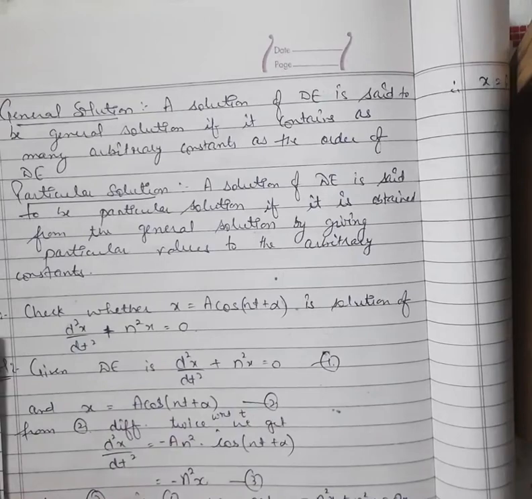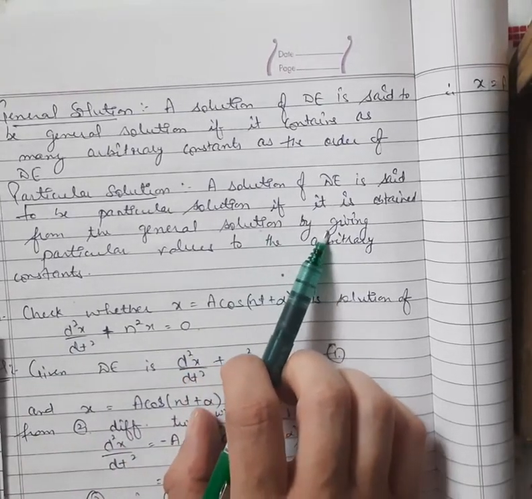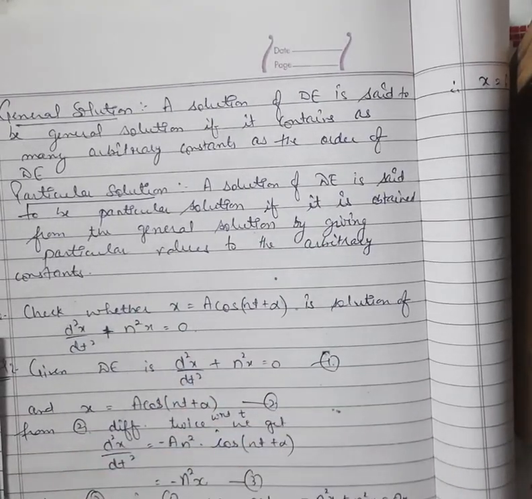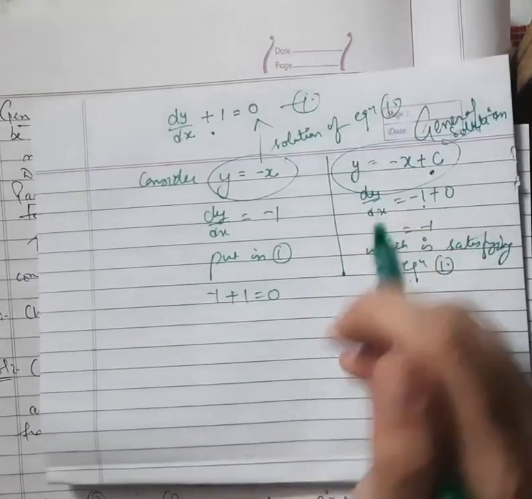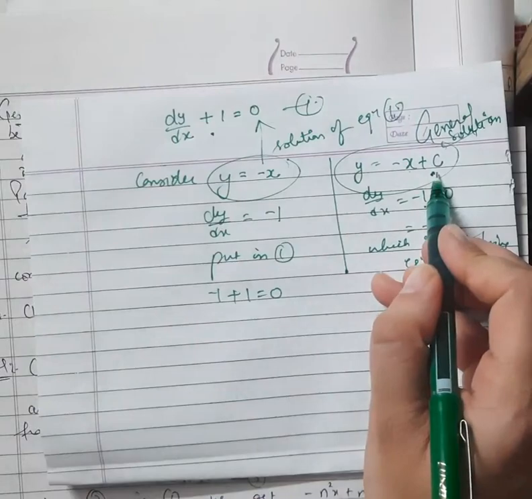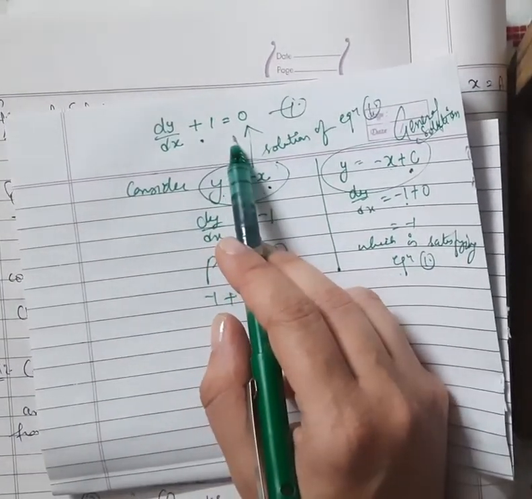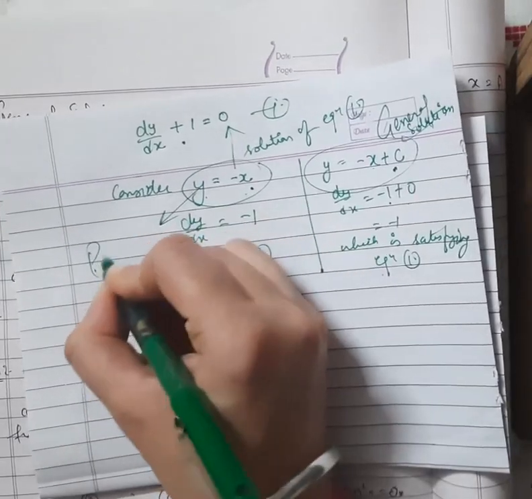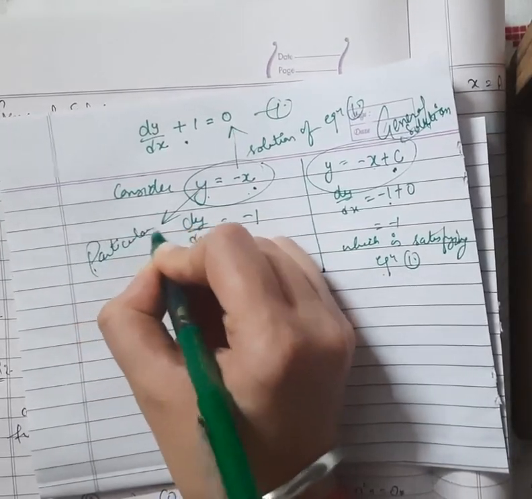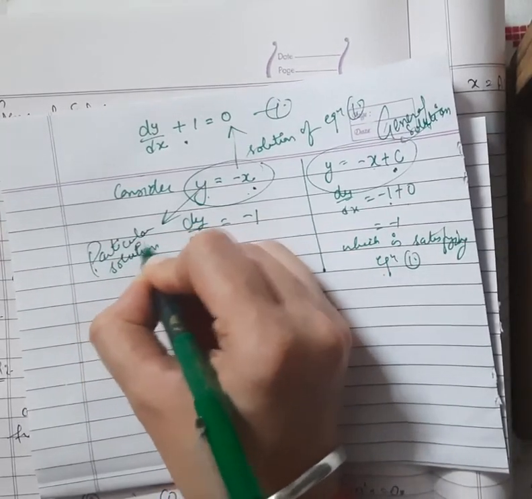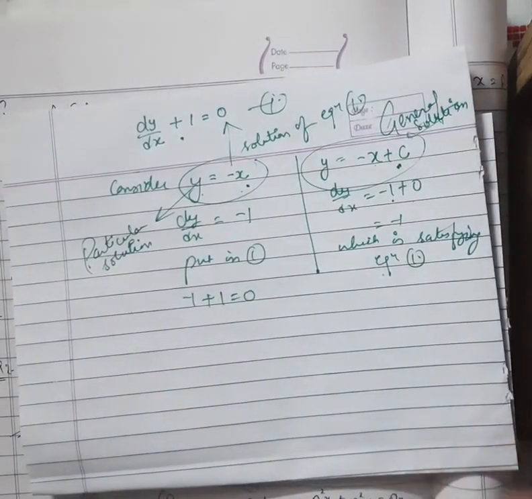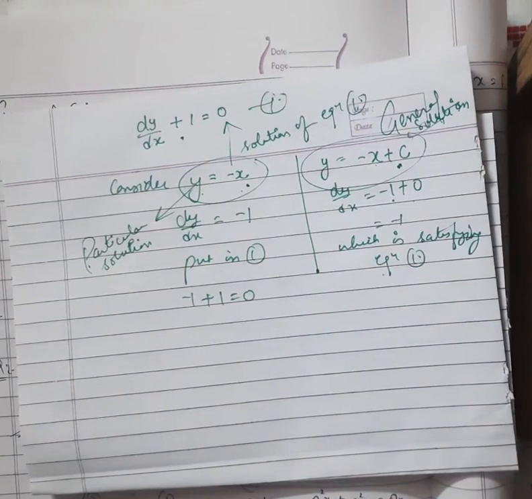अब आप क्या करो, जनरल सोल्यूशन में जो आर्बिट्ररी कॉन्स्टेंट्स आ रहे हैं उनको पर्टिकुलर वैल्यूज असाइन कर दो, तो जो आपको वो सोल्यूशन मिल जाएगा, दैट इज गोइंग टू बी पर्टिकुलर सोल्यूशन. जैसे यहाँ पे if I assign c to be 0, what you will get, y is equals to minus x. This is also a solution of equation 1, and this solution is termed as particular solution.